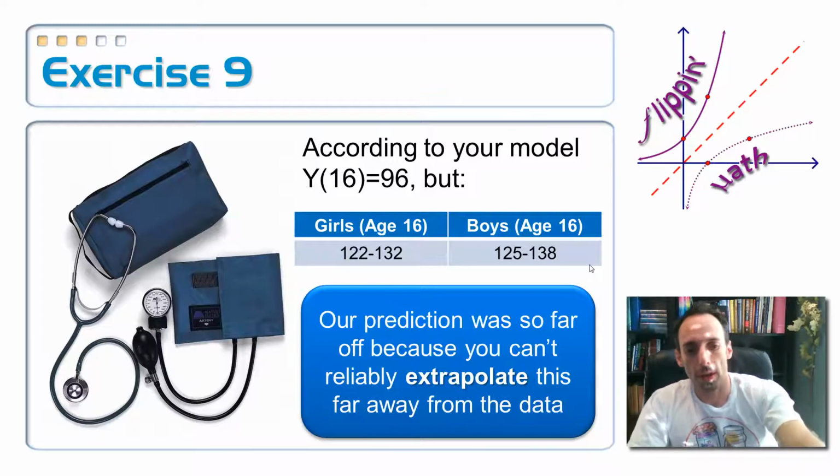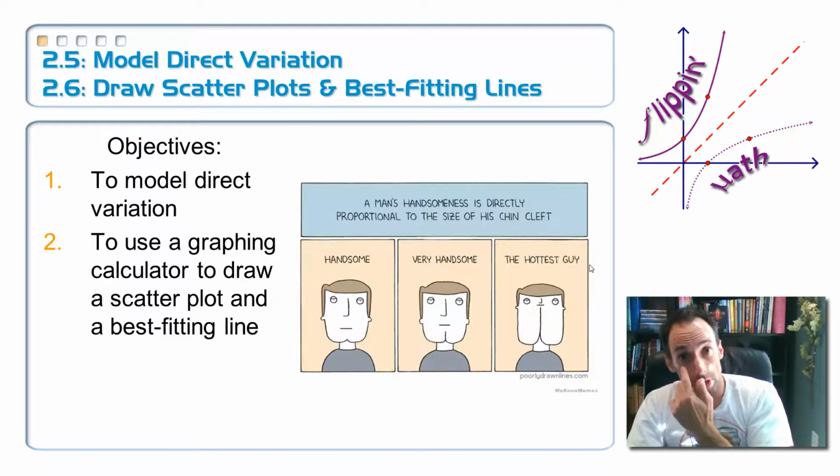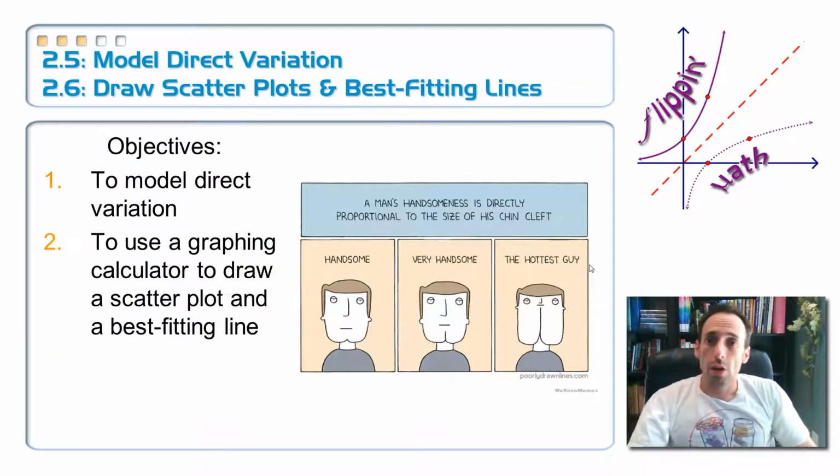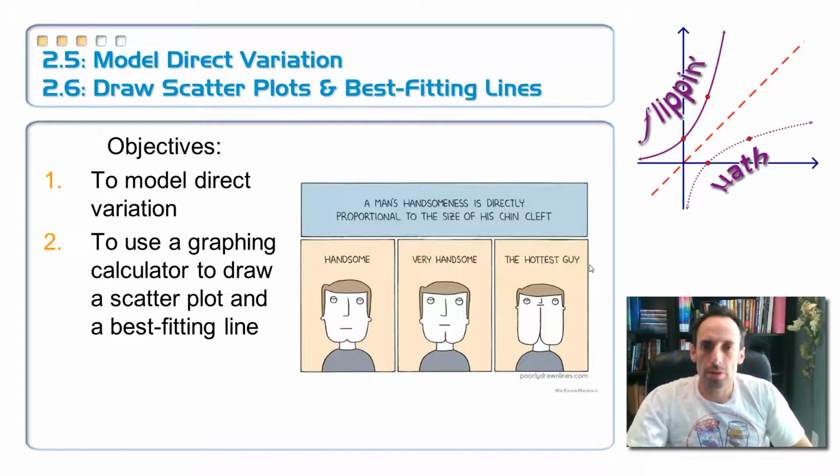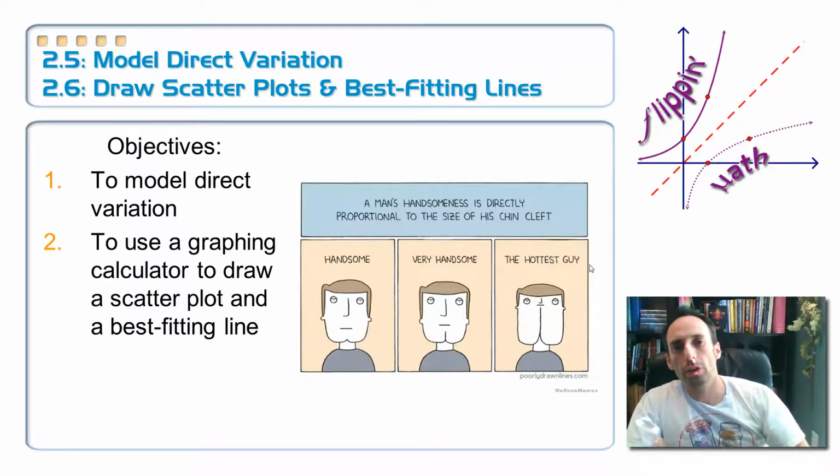Okay? So that concludes our lesson on direct variation, modeling direct variation. Remember, that's y equals a times x, where a is the constant of variation, and using the graphing calculator to draw scatter plots and best fitting lines.